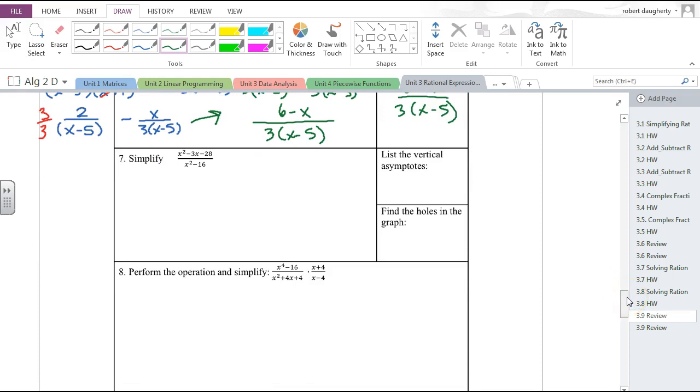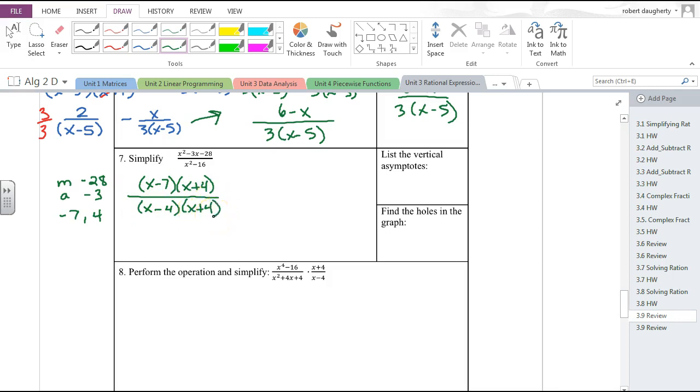Number 7. Okay, again, the key is factoring wherever you can. Numbers that multiply to give you a negative 28 and add to give you a negative 3. That's probably going to be a 7 and a 4, with the 7 being negative. Those multiply to negative 28 and they add to negative 3. So this is x minus 7 over x plus 4. And then I see x squared minus 16. That is x minus 4 times x plus 4.